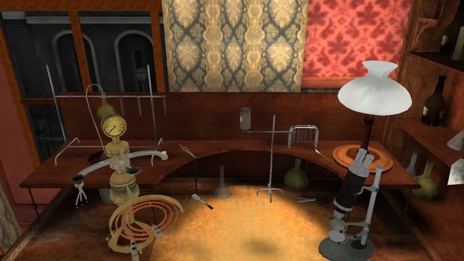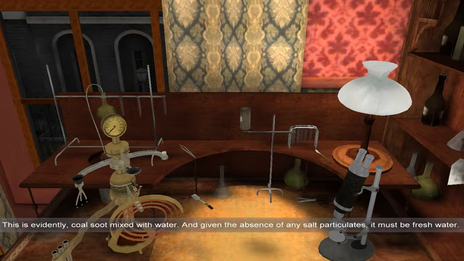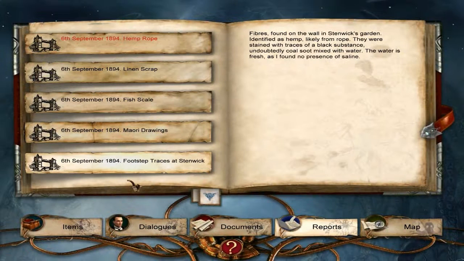That seems awfully complicated. This is evidently coal soot mixed with water, and given the absence of any salt particulates, it must be fresh water. Fibers found on the wall in Stennick's garden, identified as hemp, likely from rope. They were stained with traces of a black substance, undoubtedly coal soot mixed with water. The water is fresh, as I found no presence of saline.